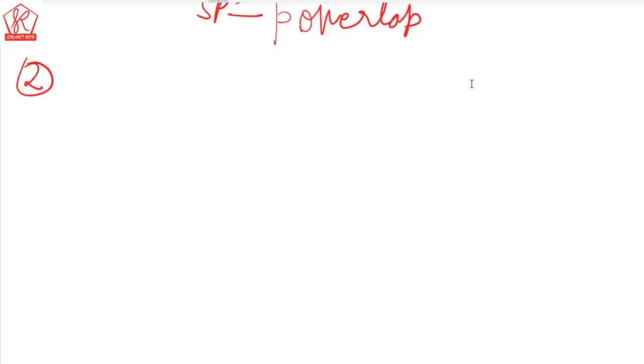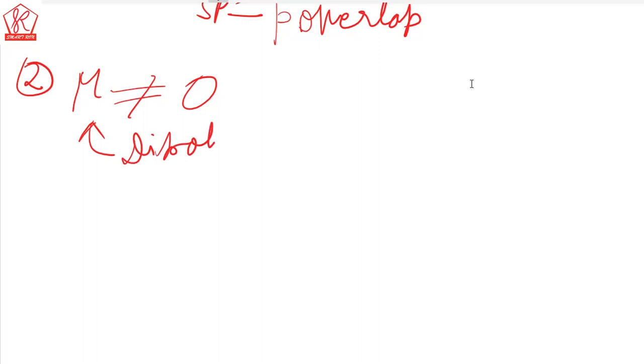Okay, so I hope you guys have commented down below, and yes, you guys are right. Haloalkanes do have a dipole moment and the value of mu is not equal to 0. That means they have a dipole moment here.